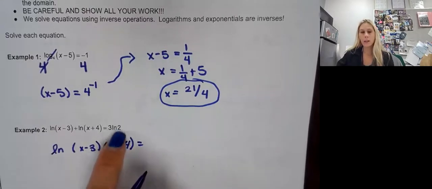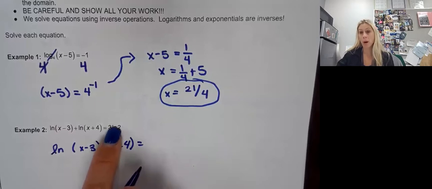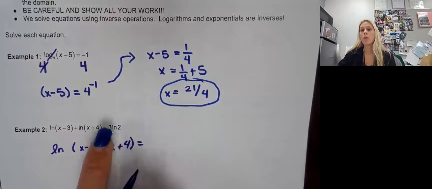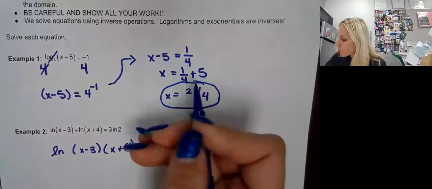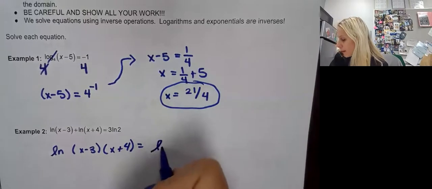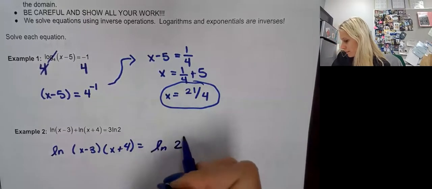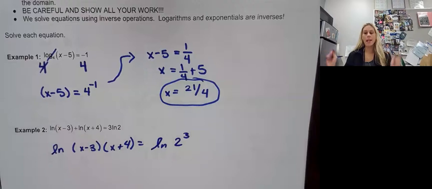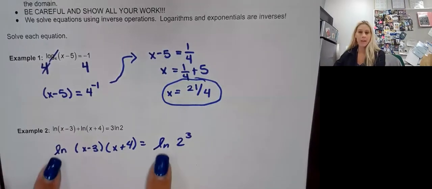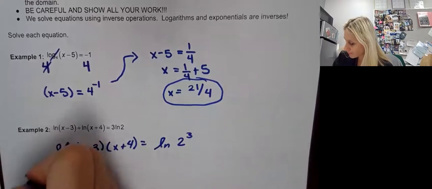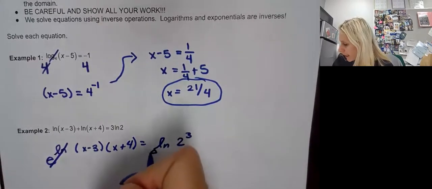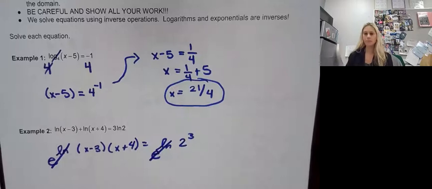Now, here's the other thing we need to watch out for. This 3 in front is a problem. If you remember from the last section, when we have that coefficient in front, where can we move it? We can move it as an exponent. And now we see that to get rid of the ln's here, we can e both sides. Whatever we do to one side, we do to the other.